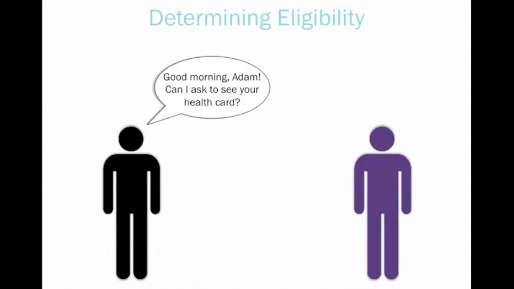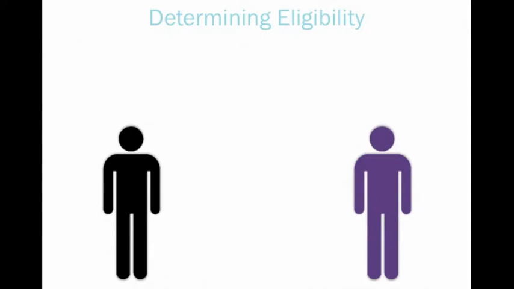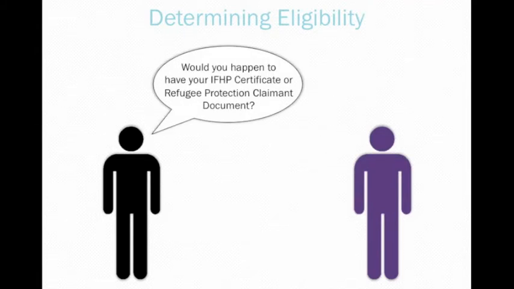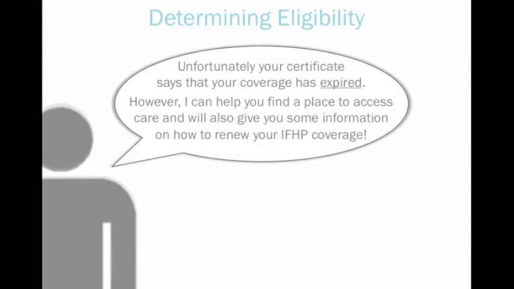If he does not have an OHIP card, don't assume he doesn't have OHIP coverage. If he is a permanent resident of at least 3 months, or is a convention refugee or other protected person, he may have OHIP coverage, and you can refer him to the nearest Service Ontario or OHIP kiosk to register for a health card. Since Adam does not have OHIP coverage, you should ask if he has his IFHP certificate or refugee protection claimant document. If he does not have either of these documents, or if his document is expired, he cannot access IFHP or OTHP coverage, and you should refer him to a local community health center or uninsured clinic for care.